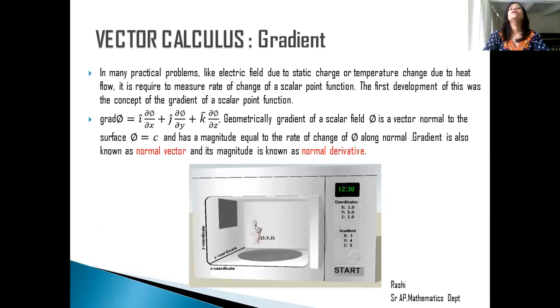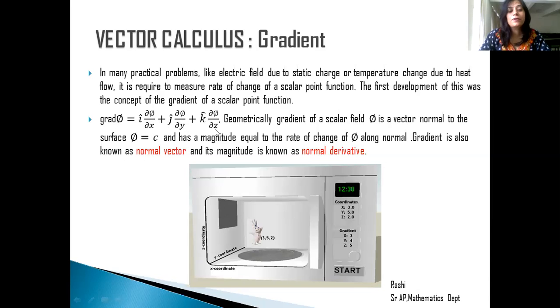Now, what is the meaning of this gradient? I use the term gradient, and mathematically I told you how to compute it, but what is its meaning? In many practical problems, like the electric field due to static charge, temperature change or heat flow, it is required to measure the rate of change of a scalar point function. The first development of this was the concept of the gradient of a scalar point function. As we saw in the previous slide, grad phi is i del phi by del x plus j del phi by del y plus k del phi by del z.